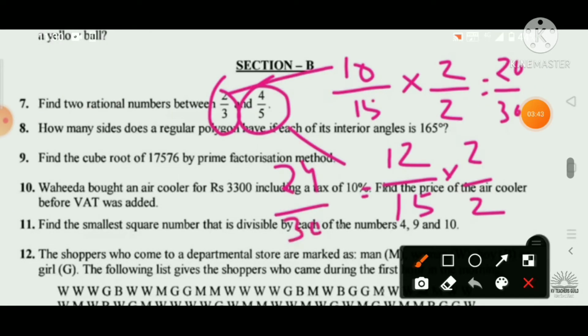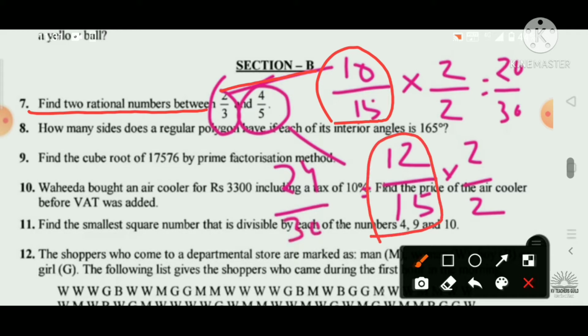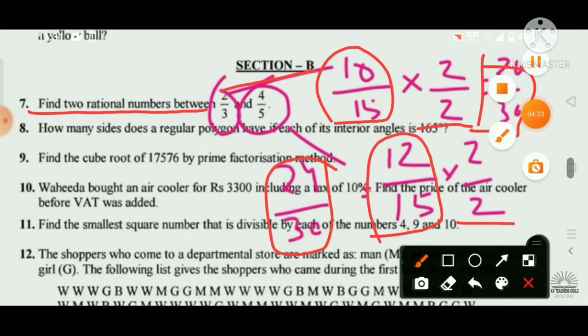The next question is from section B. Find two rational numbers between 2 by 3 and 4 by 5. First you have to make the denominators the same. So 2 by 3 becomes 10 by 15 and 4 by 5 becomes 12 by 15. Then there is only one rational number between these two. So again you can multiply by 2 by 2 for both of these numbers. Then you will get 20 by 30 and 24 by 30. In between these are 21 by 30, 22 by 30, 23 by 30. So many numbers are there. Let us move to the next question.